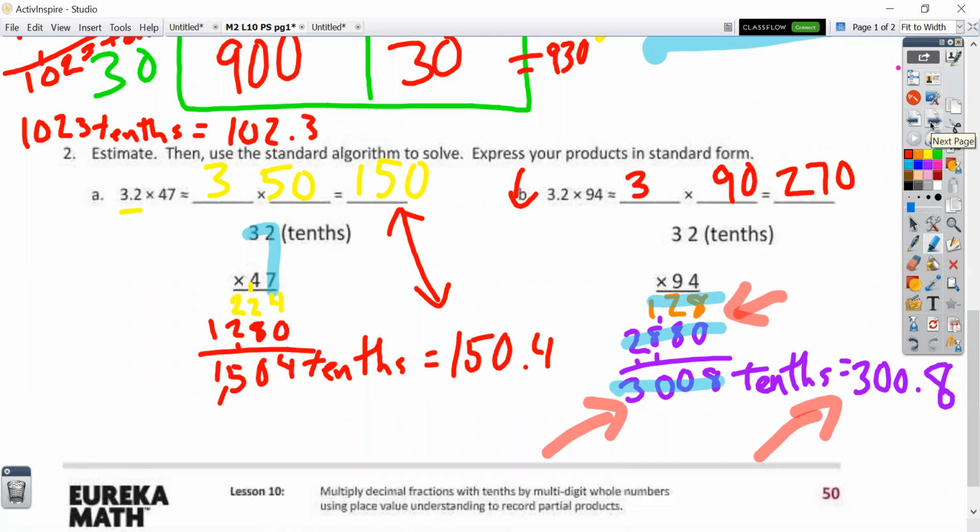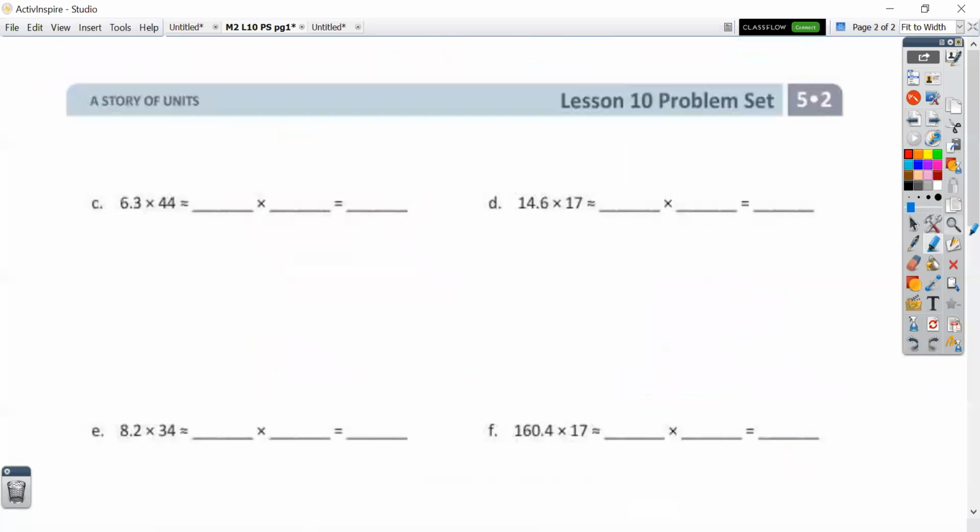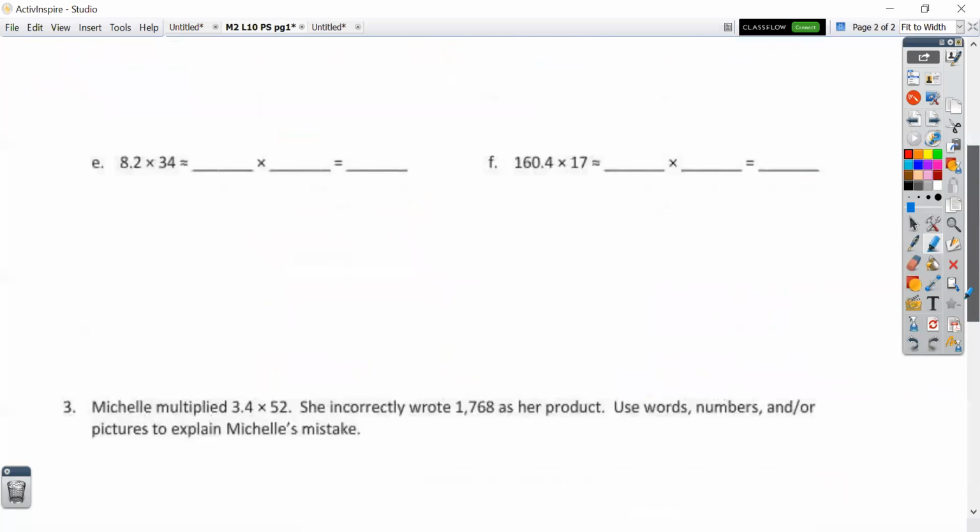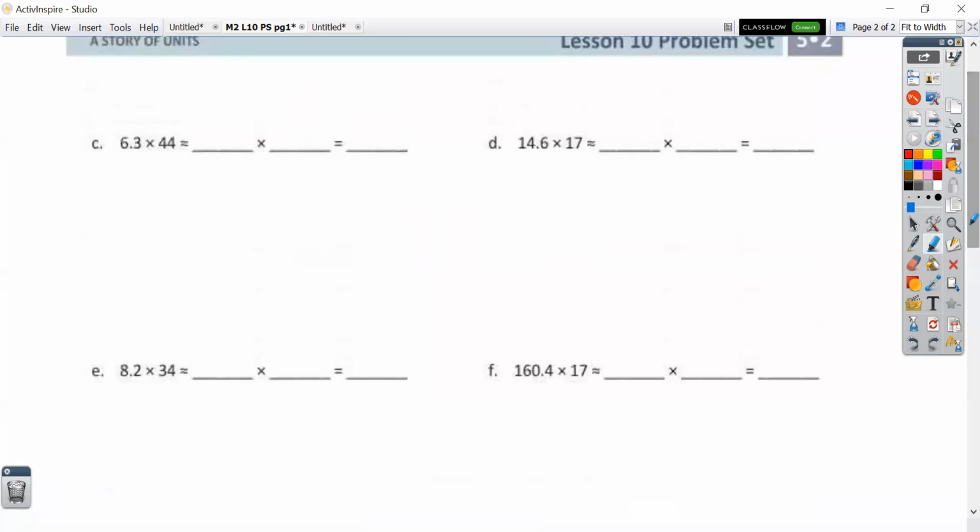All right, let's go ahead and flip the page. Okay, it looks like we have a couple more to do. This time they're not setting it up for you. So if you feel like you can convert these real quick, go ahead and pause me and convert them, and then check your work with me. Well, I'm going to just rewrite the expressions real quick. This would be 63 tenths times 44.